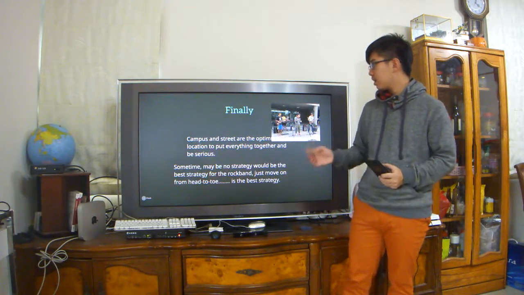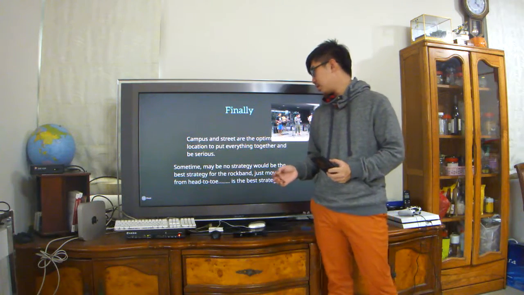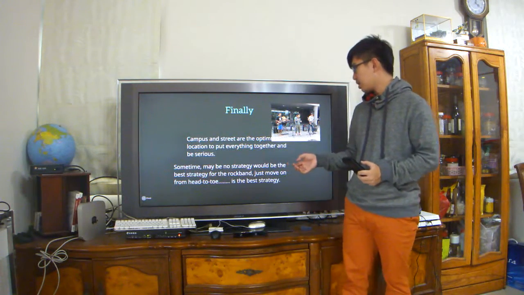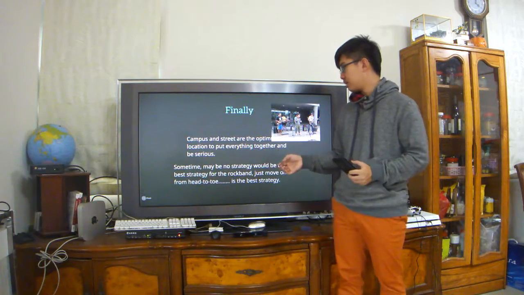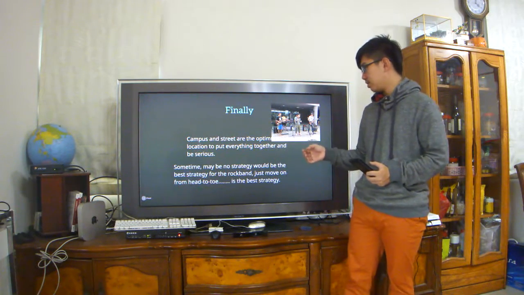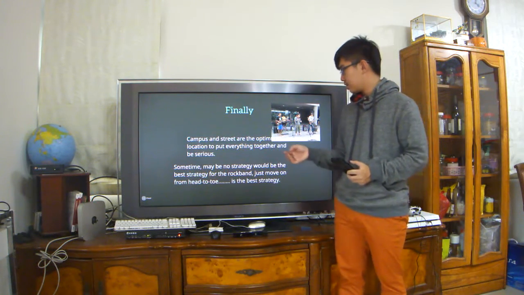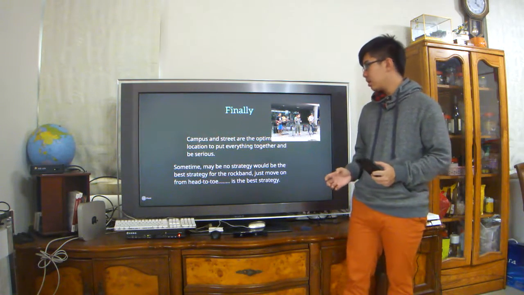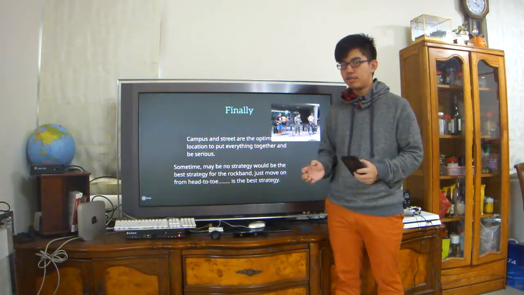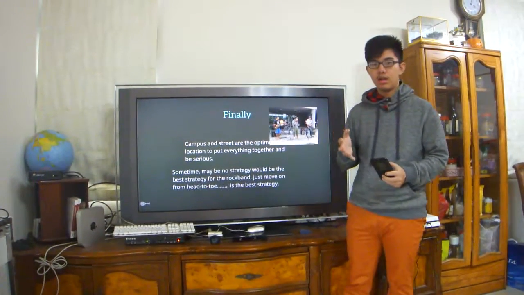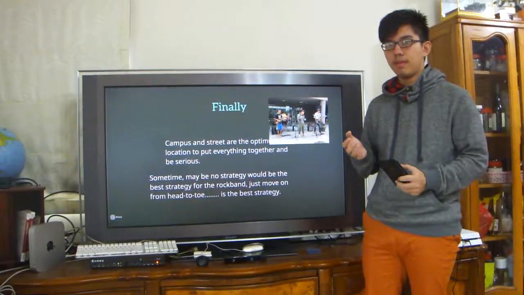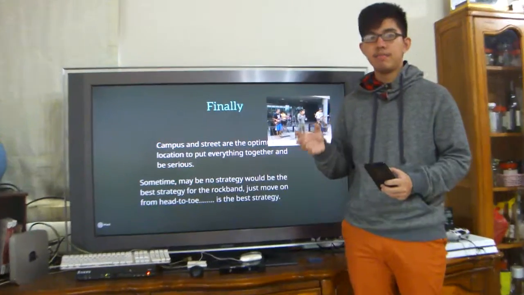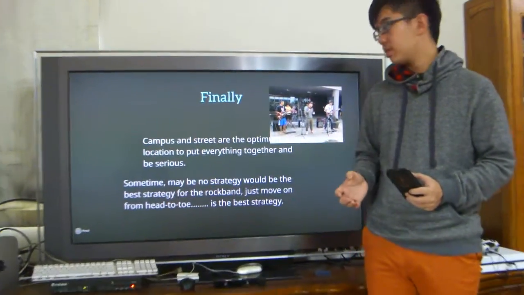And in conclusion, finally, the campus and street are the optimum locations to put everything together and be serious. That means we can do our performance in both places, and we just have to be serious about our things and find what can be improved in each performance.